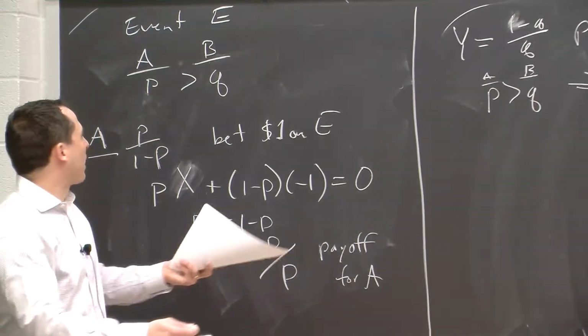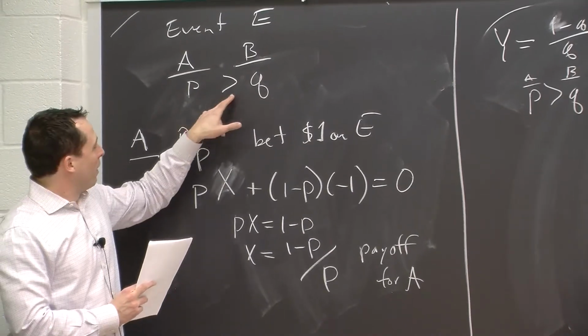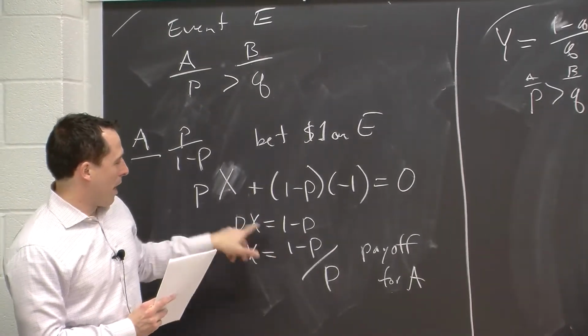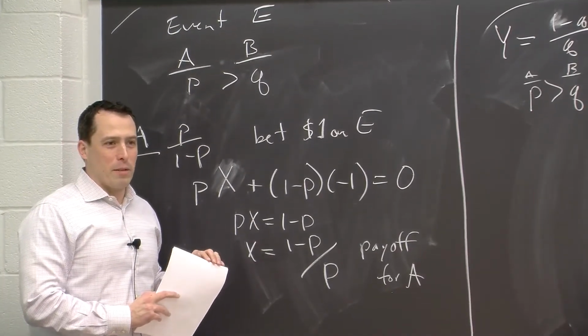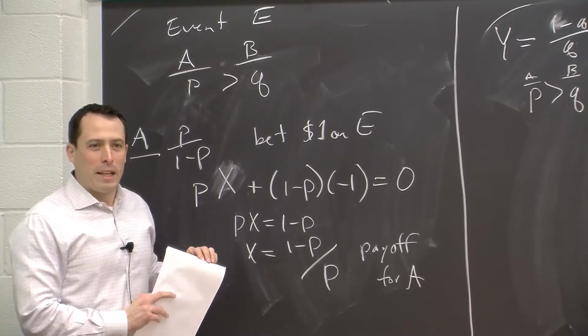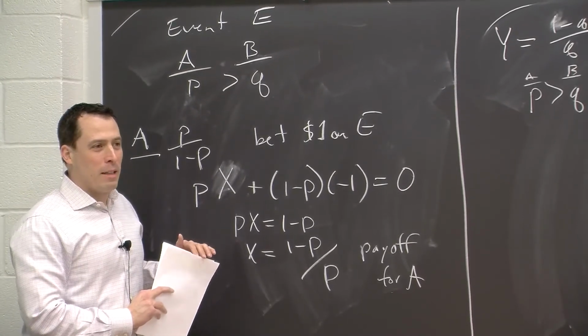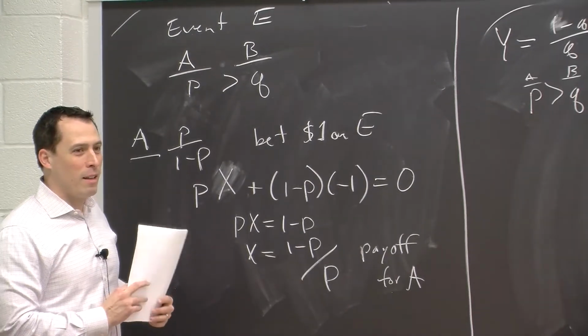There were two groups on campus. One was offering odds P, and one was offering odds Q, or X and Y, and this probability was greater than that probability. How could you be sure to make money, or at least not lose money, and possibly make money? I'd split my investment between both groups.